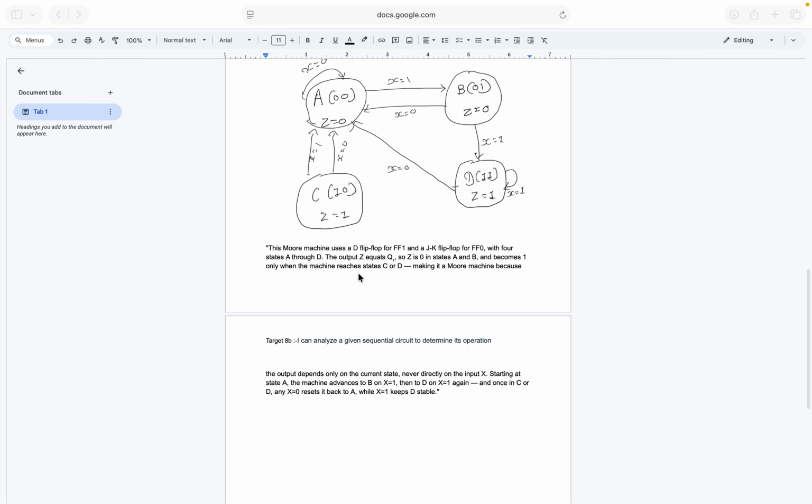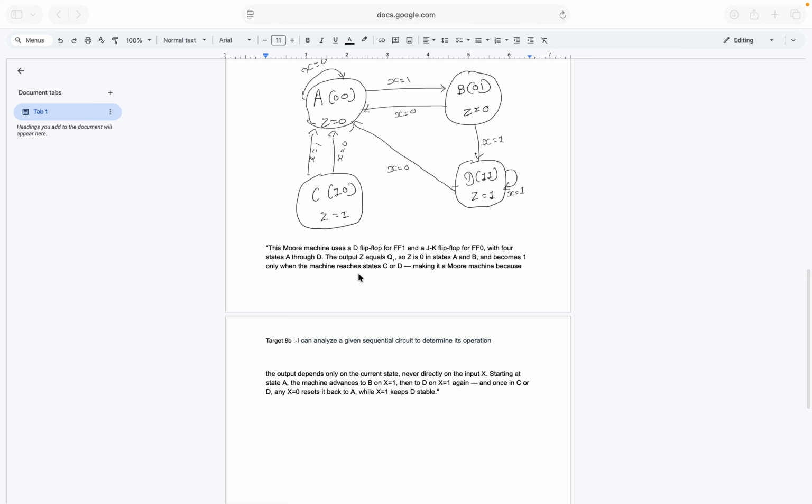I have to explain the output. Because Z equals Q1, the output is 0 in states A and B, since Q1 is 0 there. The output is 1 in states C and D, since Q1 is 1 in those states.